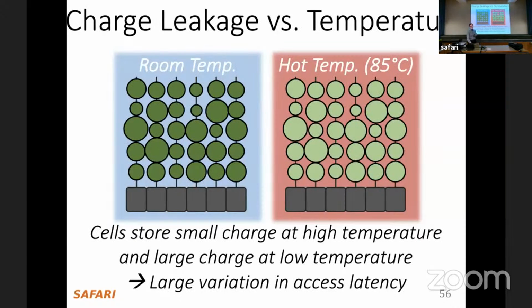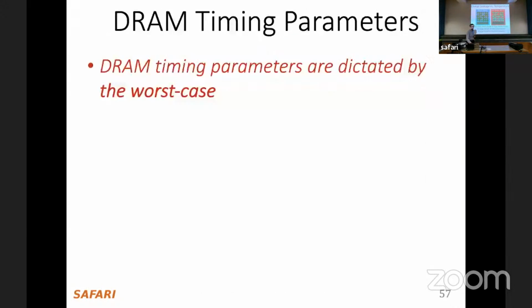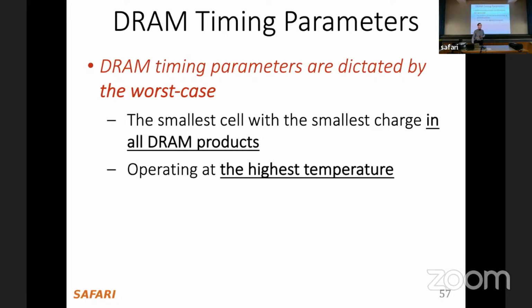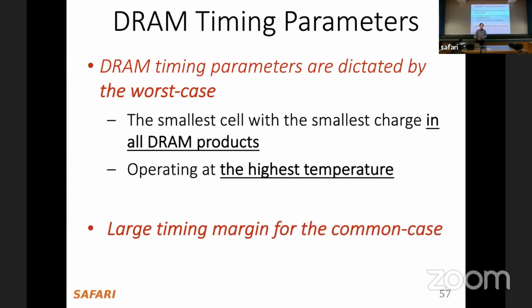But if you look at DRAM timing parameters, so that these are two sources of variation. These timing parameters are dictated by the worst case for the reasons that we discussed earlier, to minimize cost, which is essentially the smallest DRAM cell with the smallest charge in all DRAM products, assuming that it's operating at highest temperature. Right? It's basically the really worst case. Of course, there's voltage here, assuming that it's operating at the lowest specified voltage, which I'm ignoring over here, but that also exists. So it's actually a little bit more complicated than what we're talking about, but we're not going to change the voltage over here. But that's actually something that may be interesting that we will discuss later on. So essentially, this leads to a huge timing margin for the common case, as we will see in real DRAM chips.